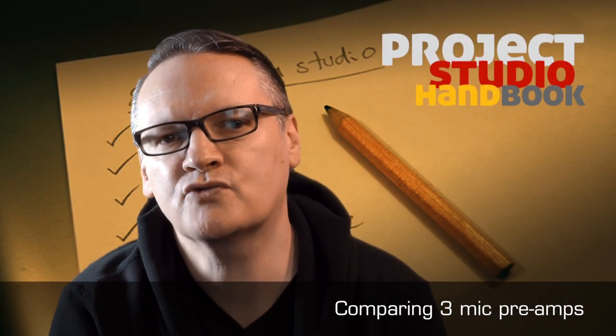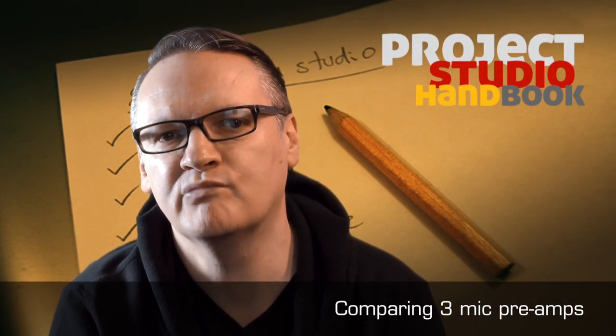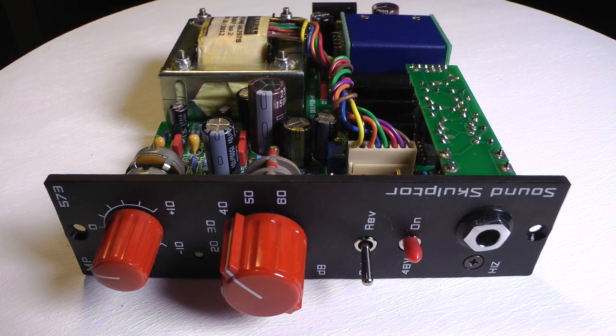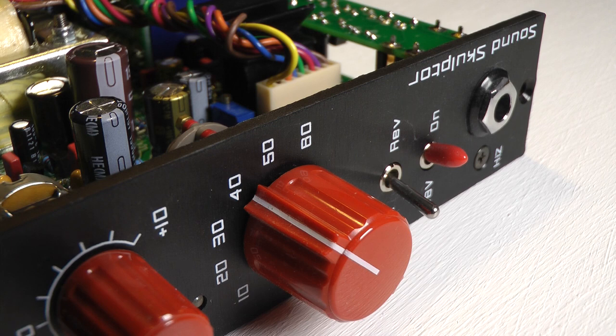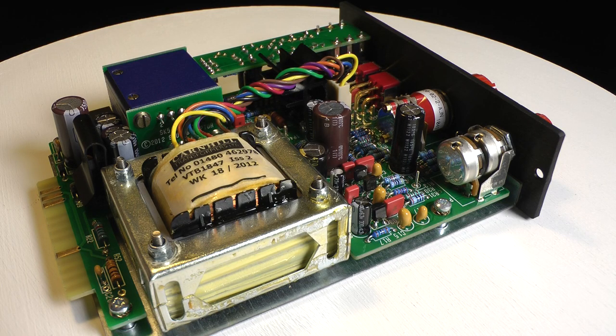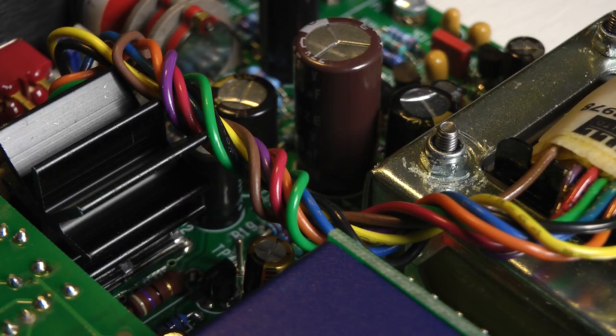We're now going to look at three very different microphone preamplifiers and talk about the features and design approaches that differentiate them. The first preamp we have here is the Sound Skulptor MP573. It's a recreation of the classic 1970s Rupert Neve design for the Neve 1073 studio console. It's a much-loved device and has been used on countless recordings.